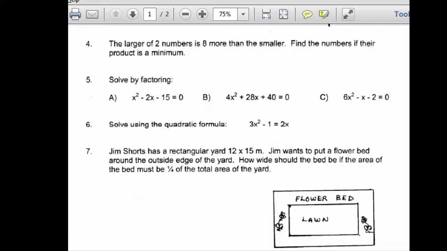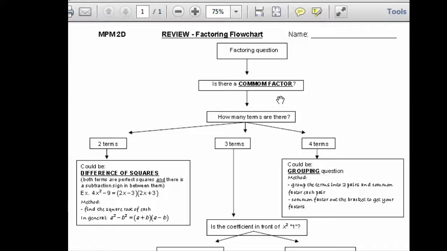Let's look at solving 5b by factoring. So if I look at 5b, it's 4x squared plus 28x plus 40. As soon as I see that, I think of my flowchart. So let's go look at that. I've got a factoring question. Is there a common factor?